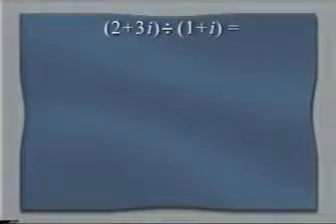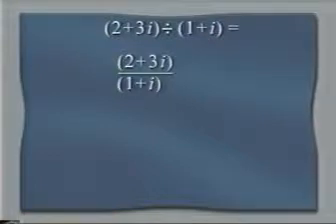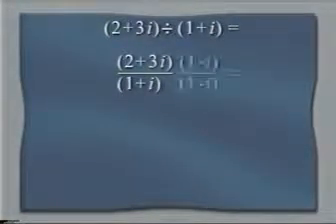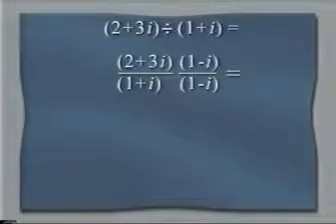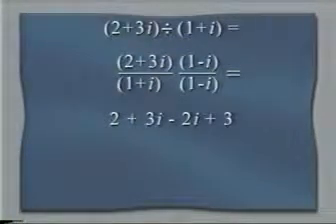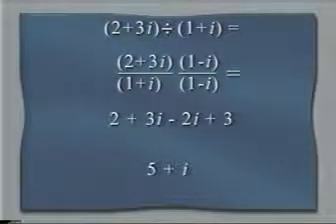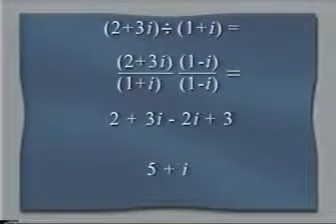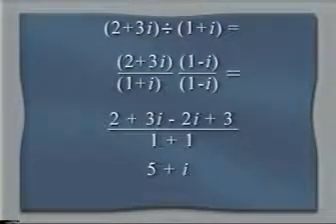Well, 1 plus i is in the denominator. We are going to multiply the top and the bottom of that fraction by the conjugate of 1 plus i, which is 1 minus i. In multiplying 2 plus 3i, the numerator, by 1 minus i, we wind up with 2 plus 3i minus 2i plus 3, which simplifies to 5 plus i. The 1 plus i times the 1 minus i gives us 1 plus 1, the real number 2.